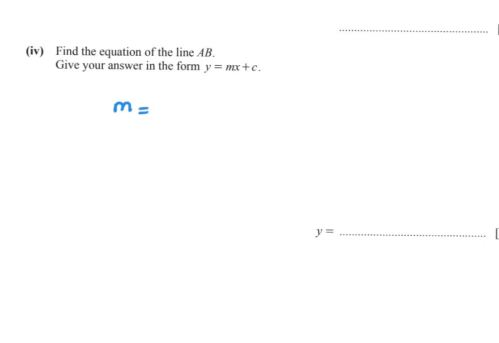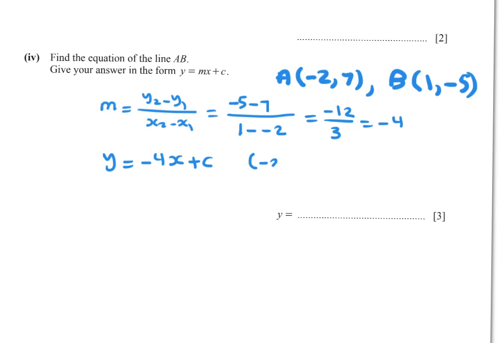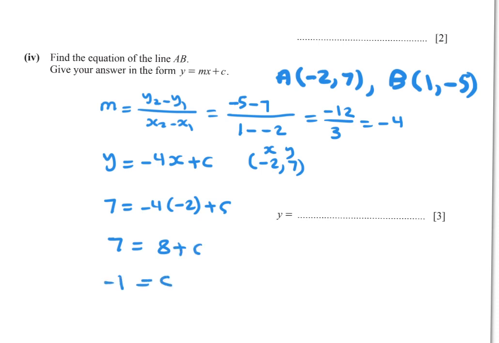We need to find m, the gradient of the line, y2 minus y1 over x2 minus x1. So equals negative 5 minus 7 over 1 minus negative 2, so equals negative 12 divided by 3, so negative 4. So the equation of the line is y equals negative 4x plus c. To find c, substitute any point, A, negative 2 and 7. So this x and this y, so 7 equals negative 4 into negative 2 plus c. So 7 equals 8 plus c, so c equals negative 1. So now y equals negative 4x minus 1.